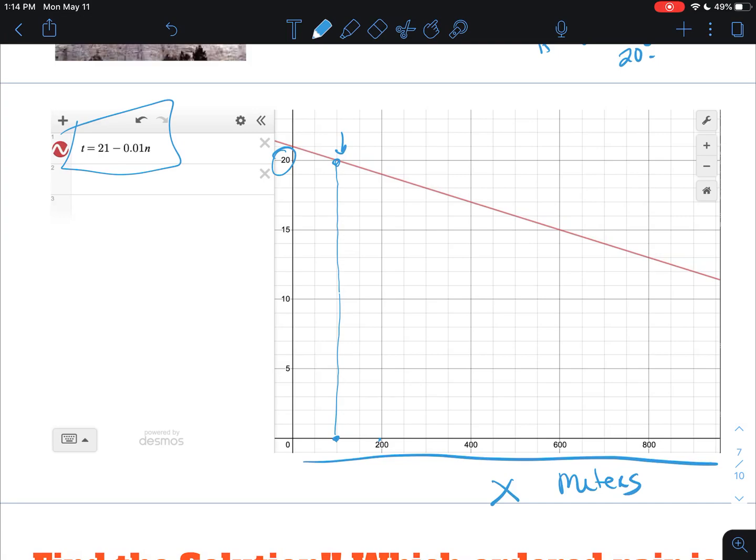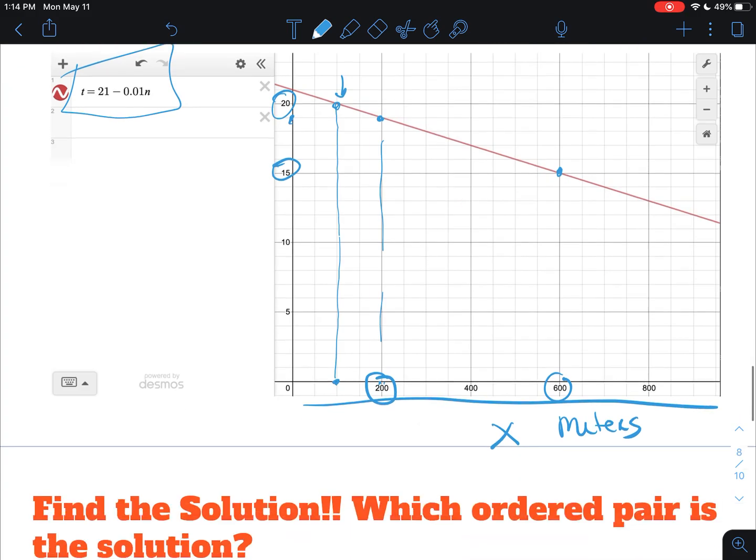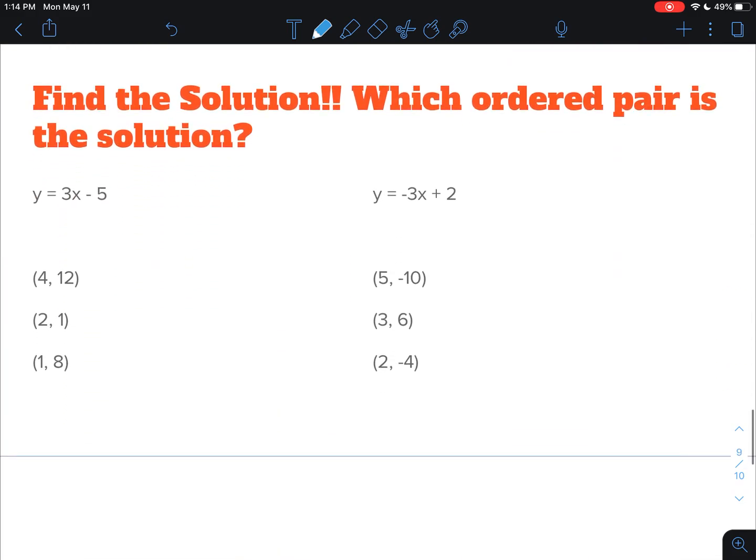We'll get there. But if you want to figure out if you are 200 meters above the base, you would follow it up to the line. It's going to be 19 degrees at 200 meters. And you can keep following it down. At 600 meters above the base, using the graph, you're going to know it's 15 degrees. Okay, so that's actually how you use graphs, and that's where we're going with all of this. So nice little preview.